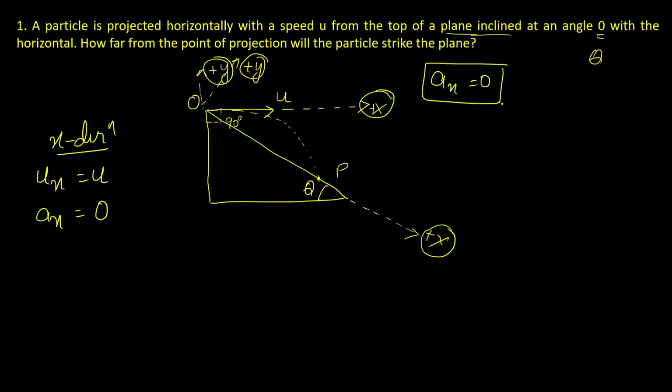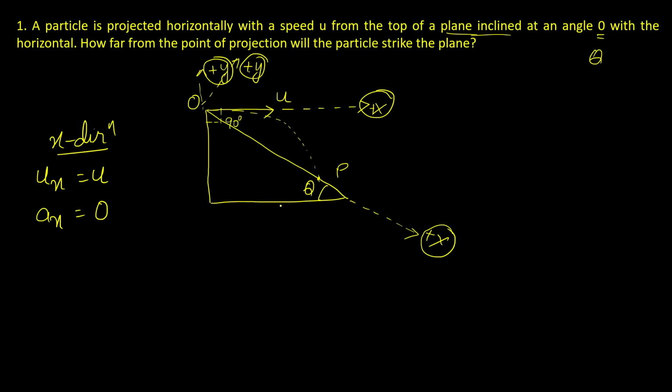But if I choose this other axis, then you need to divide the acceleration g, which is downward, into two components, here and here. In that case, with plus x this way and plus y this way, there will be acceleration along both axes, plus x and plus y. But in this case, the acceleration in the x direction is 0.